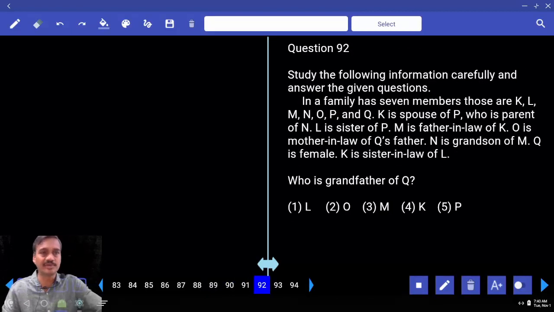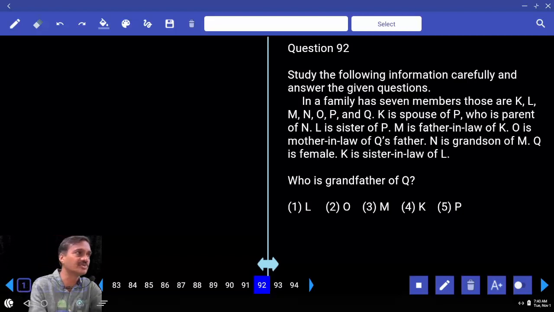Then coming to 92. 92 in a family. How many persons are there in a family? There are 7 persons. And in a family of 7 members, K, L, M, N, O, P, Q. K is the spouse of P. What do you mean by this one? K is the spouse of P means K and P are married to each other. And P, who is the parent of N? P is the parent of N, N is here.